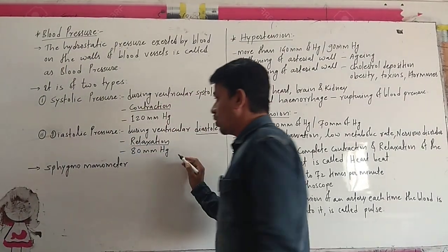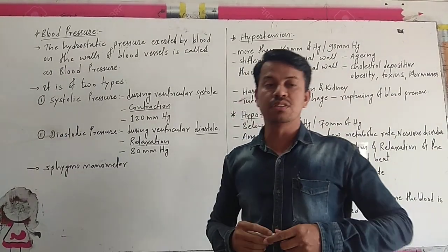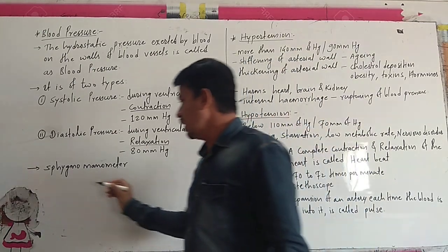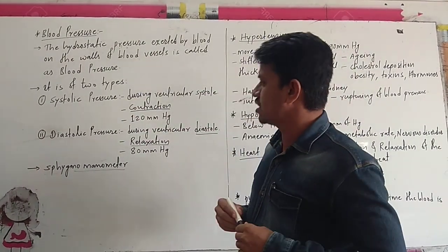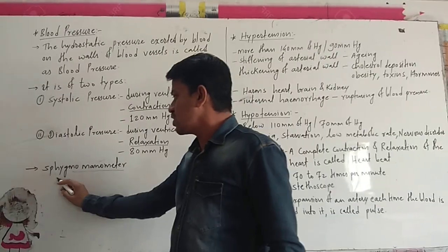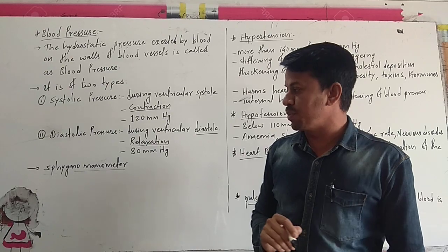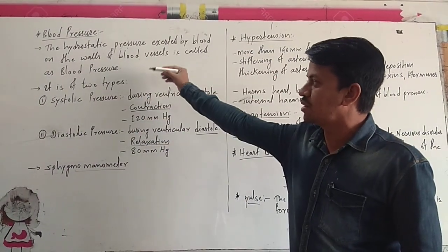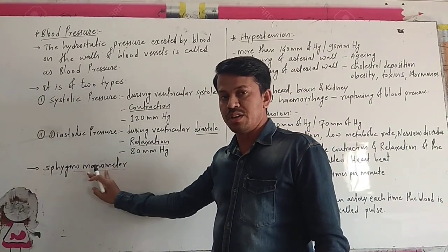So how is blood pressure measured? We know that when we visit a doctor or the family doctor, they use an instrument to measure the blood pressure. It is called the sphygmomanometer. Yes, the instrument used to measure the blood pressure is called the sphygmomanometer.